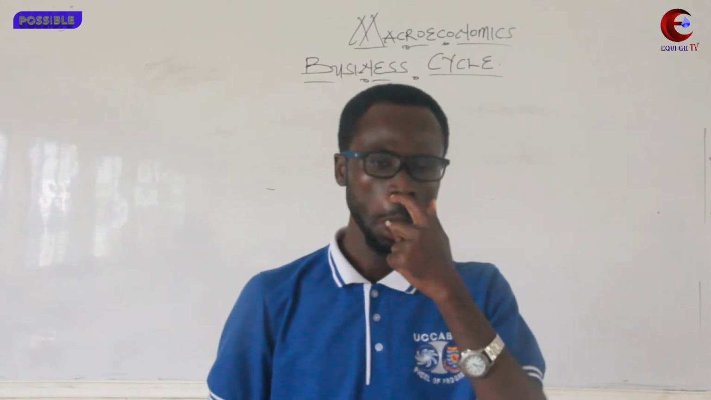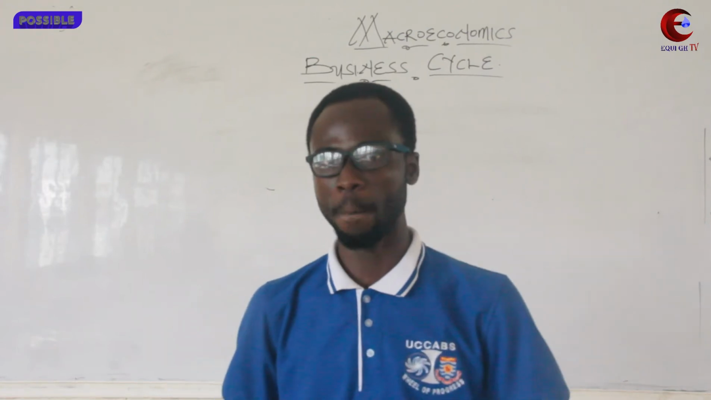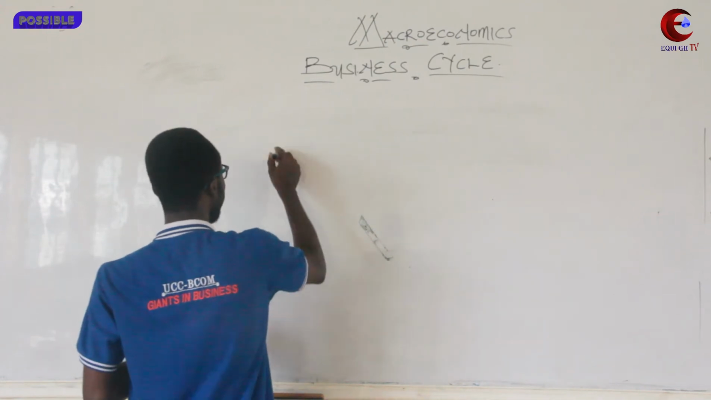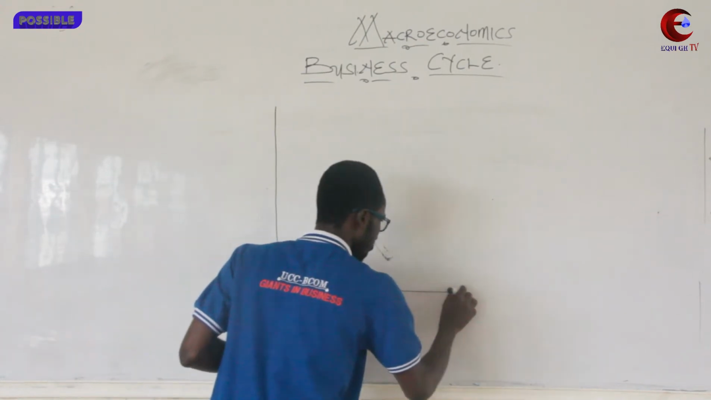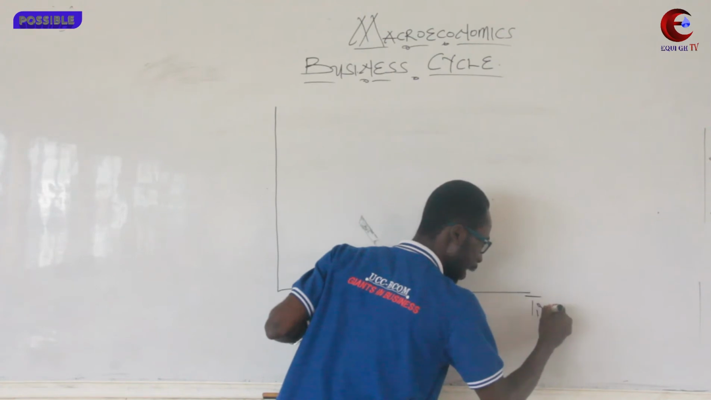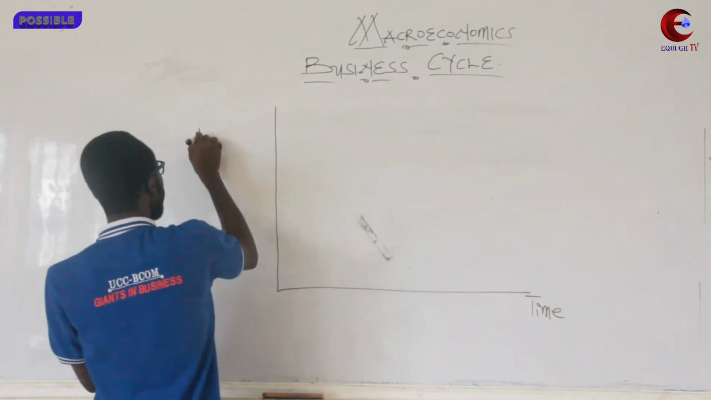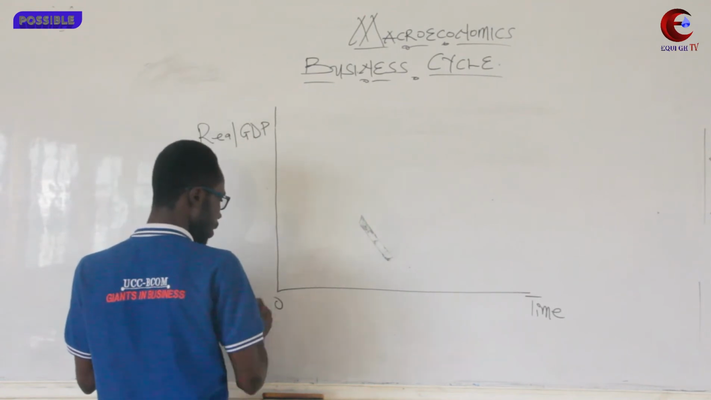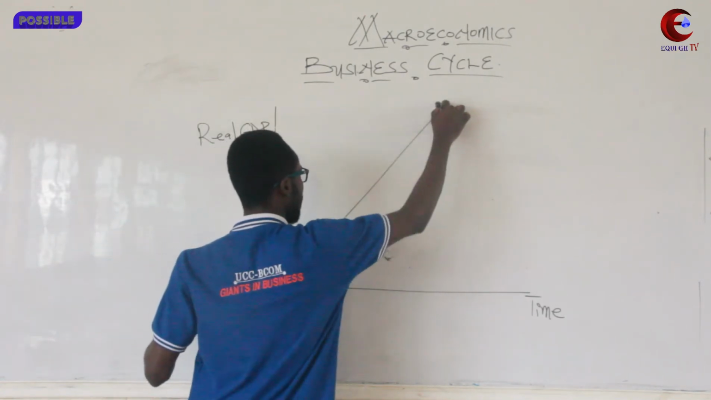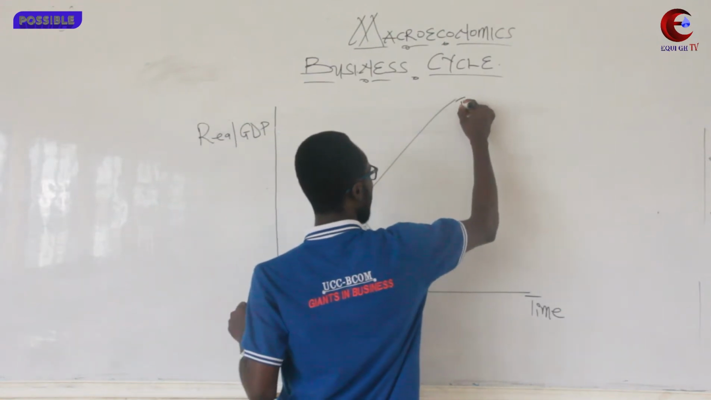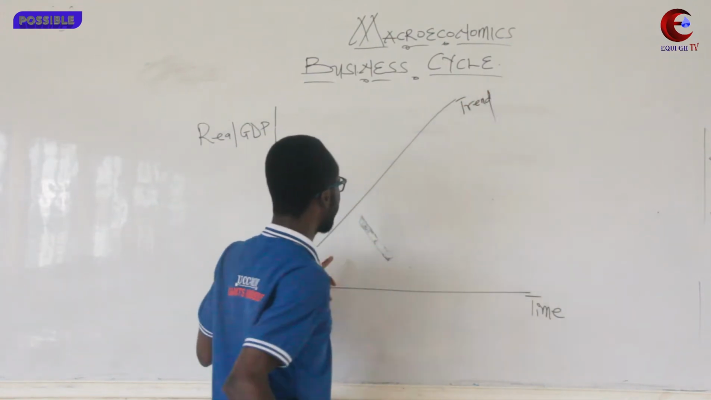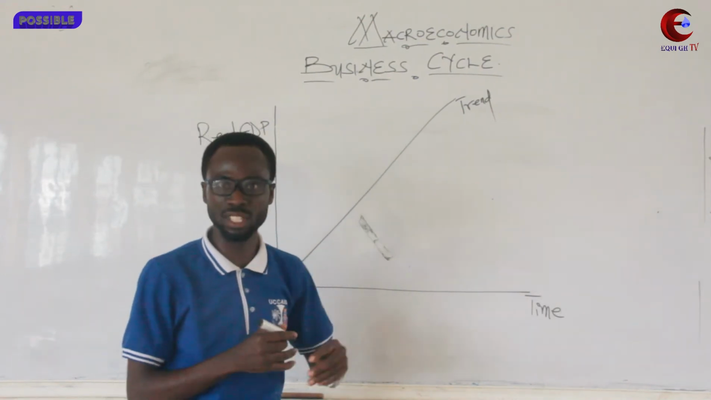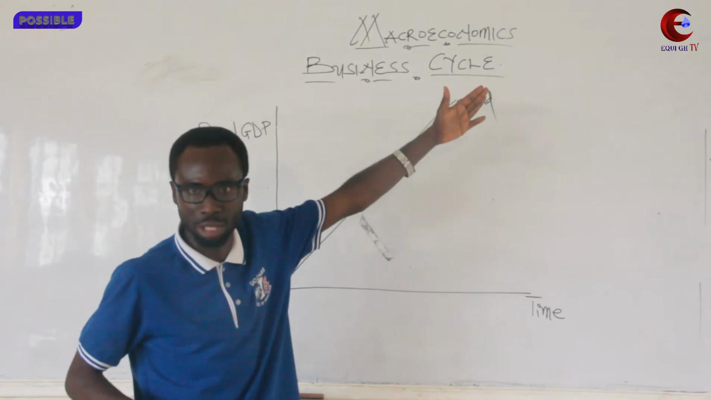And then from there, we look at the diagram of the business cycle. The business cycle diagram is like this. Here is time, and here is real GDP. Here is 0. And then this one is called the trend. It is the trend because in normal circumstances, the economy has to be moving in this way, in a positive direction.